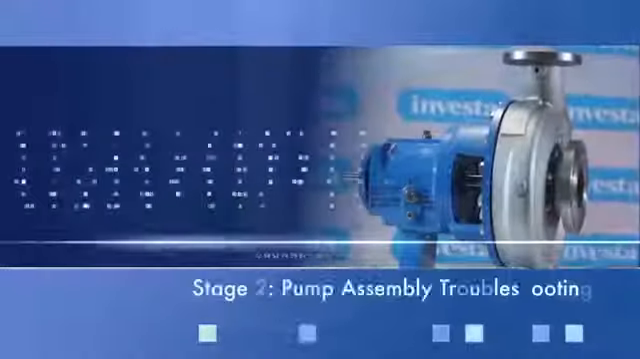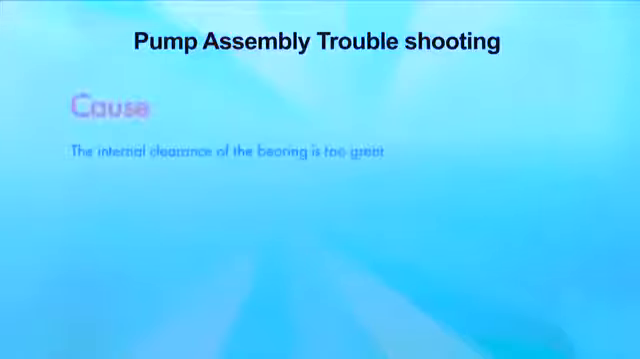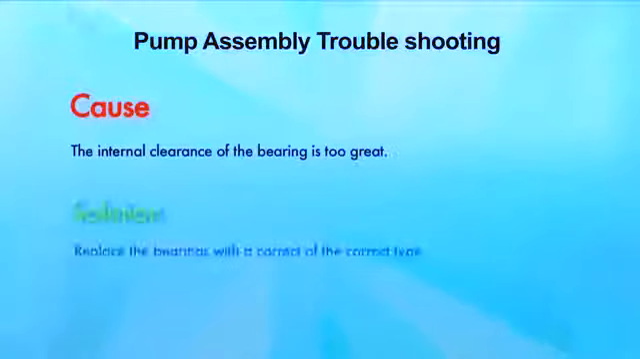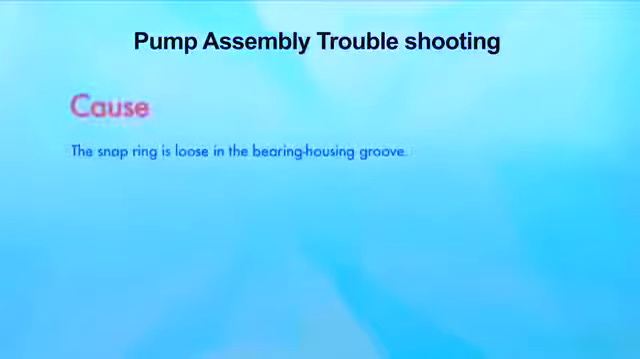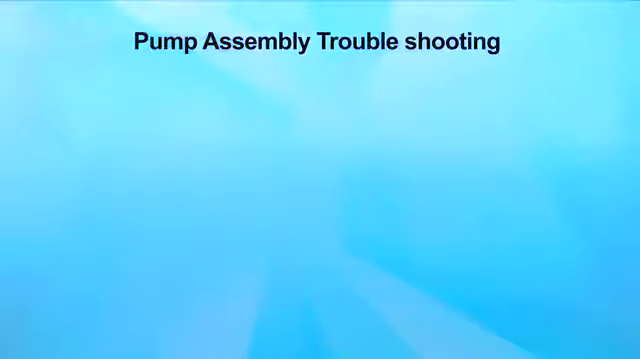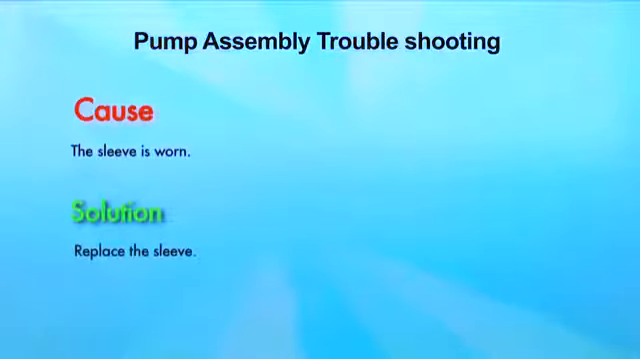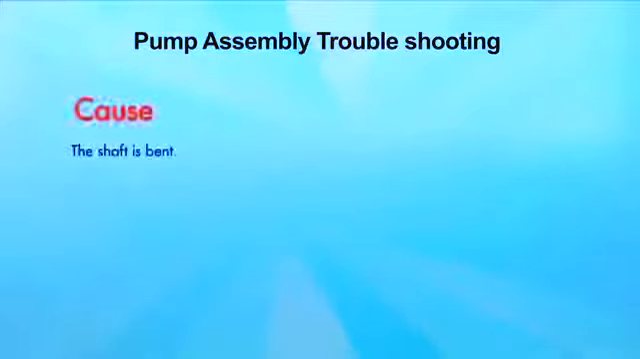Pump assembly troubleshooting. Number 1. The internal clearance of the bearing is too great. Replace the bearings with the correct type. Number 2. The snap ring is loose in the bearing housing groove. Reset the snap ring. Number 3. The sleeve is worn. Replace the sleeve. Number 4. The shaft is bent.